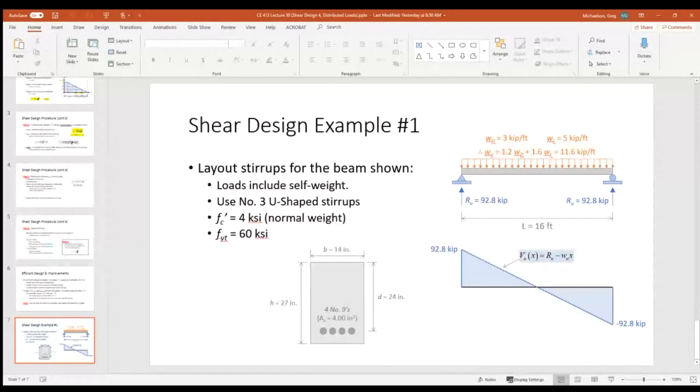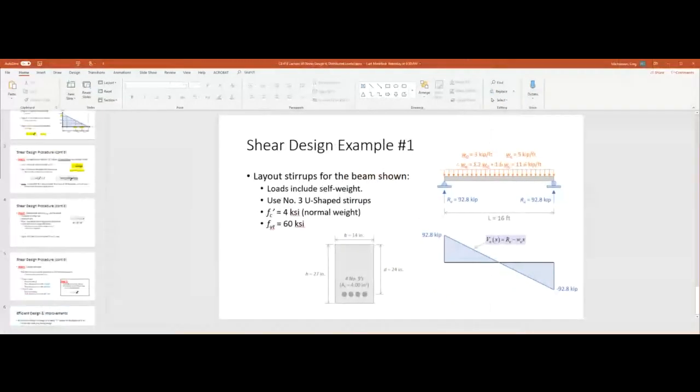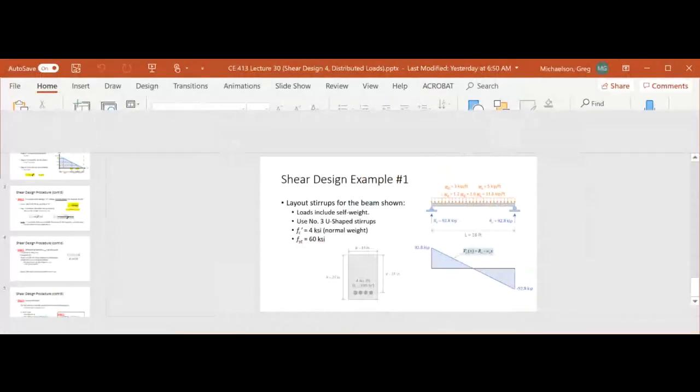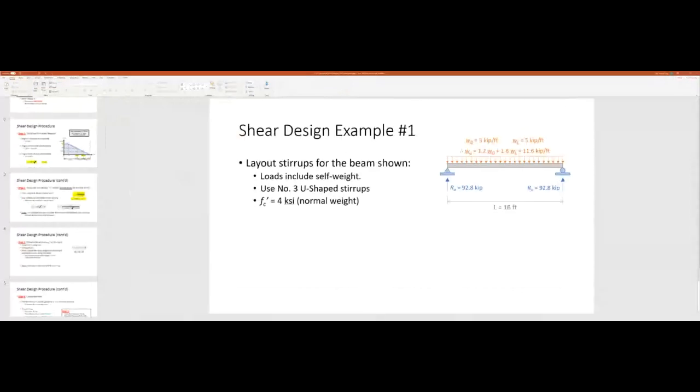So the problem stated that we were going to have number 3 U-shaped stirrups. So what that means is, let me see if I can drag this over to my other monitor here. Give me 1 second. Apologies.